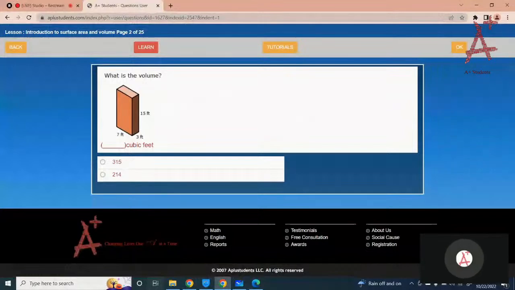Okay, the next one is what is the volume? You have to find the volume of the rectangular prism. They are 7, 3, and 15, the one we did in the tutorial. So it is 315. Got it?